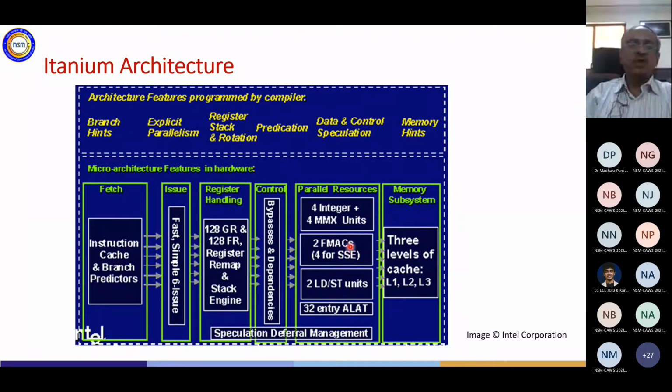So what you see here is the synergy between what the compiler tells and how it is exploited by the hardware. But you won't always have an ideal situation. Sometimes you have to pay a penalty. So always remember the golden rule.